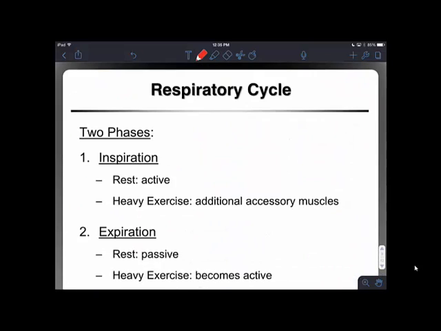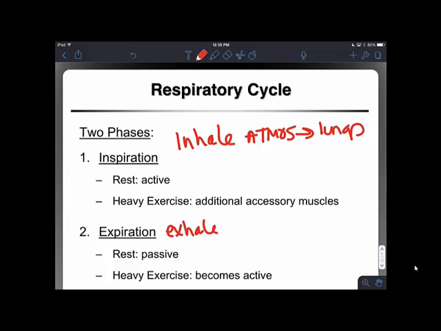All right, respiratory cycle. There are two phases of a respiratory cycle. There's inspiration and expiration. So inspiration is when you inhale and you bring air from the atmosphere into the lungs. And expiration is when you exhale and you take air from the lungs and you put it out into the atmosphere. And we're going to talk about these on the next recording.